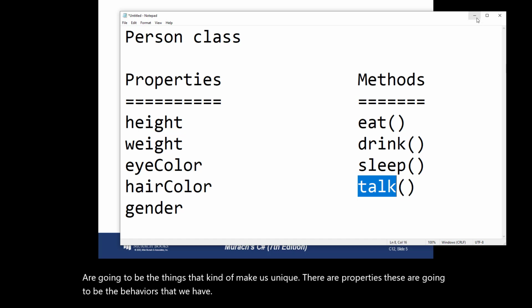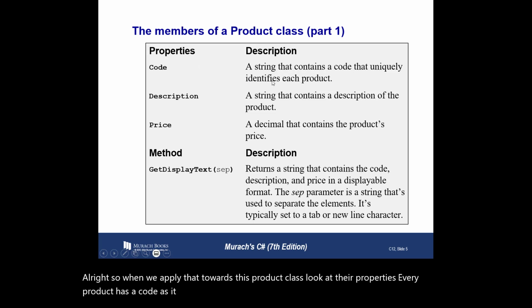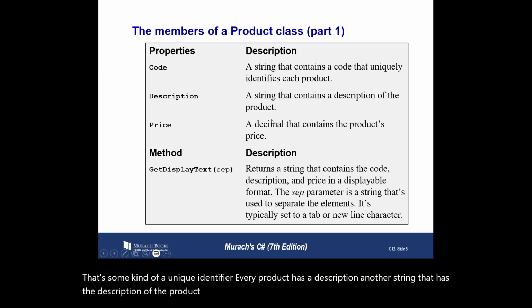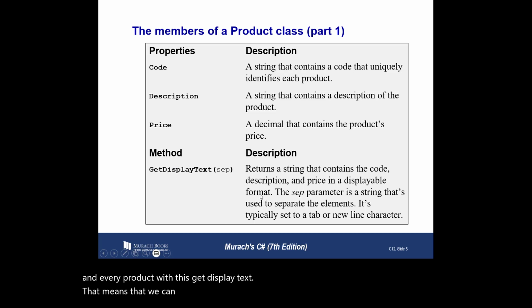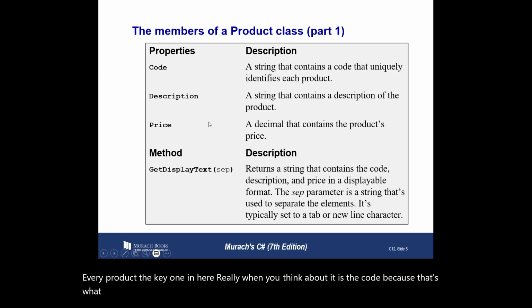All right? So when we apply that towards this product class, look at their properties. Every product has a code. As it says, it's a string that's some kind of a unique identifier. Every product has a description, another string that has the description of the product. Every product has a price, which is that product's price. And every product with this get display text, that means that we can display every product. The key one in here, really, when you think about it, is the code, because that's what differentiates each product from one another.